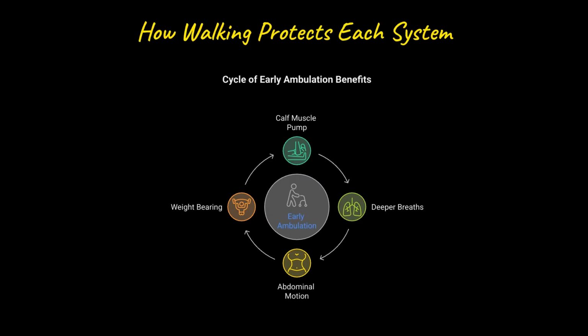Walking activates the calf muscle pump, which propels venous blood back to the heart and prevents stasis-induced clotting. Deeper breaths during ambulation expand alveoli and mobilize secretions, while increased abdominal motion stimulates peristalsis and restores bowel function.